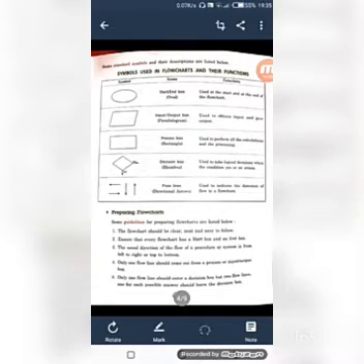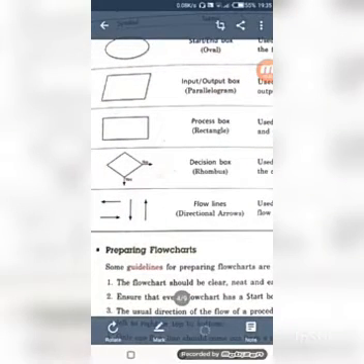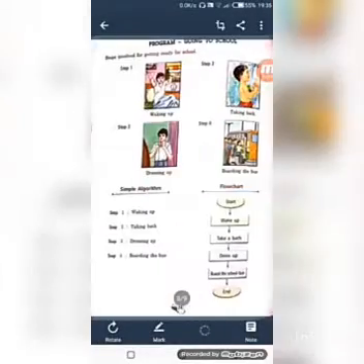Only one flow line should enter a decision box, but two flow lines, one for each possible answer, should leave the decision box like this. There should be one line from other symbols, but there can be two lines from a decision box. So these are the rules.